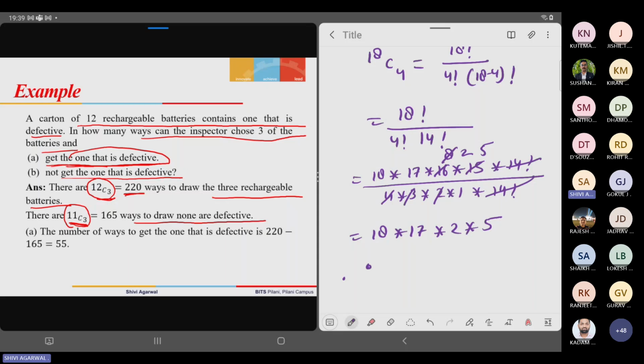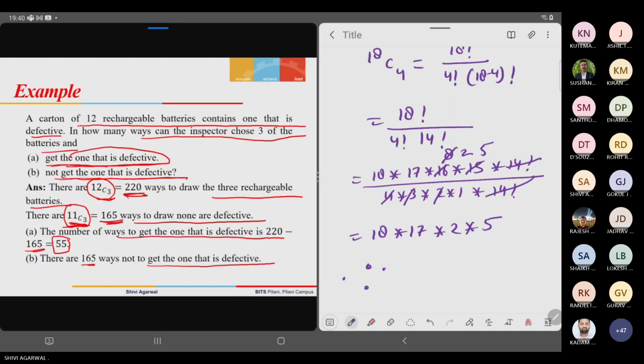Only one is defective. Correct, Mr. Pankaj. So 12 minus 1, that is 11 batteries which are non-defective. So we have to exclude 1. Correct, Mr. Akshay. That's why we are saying 11, which is non-defective, and we have to choose the 3. So that is 165. So the number of ways to get the 1 that is defective is 220 minus 165. So that is 55. B part, not get the 1 that is defective. There are 165 ways to not get the one that is defective.